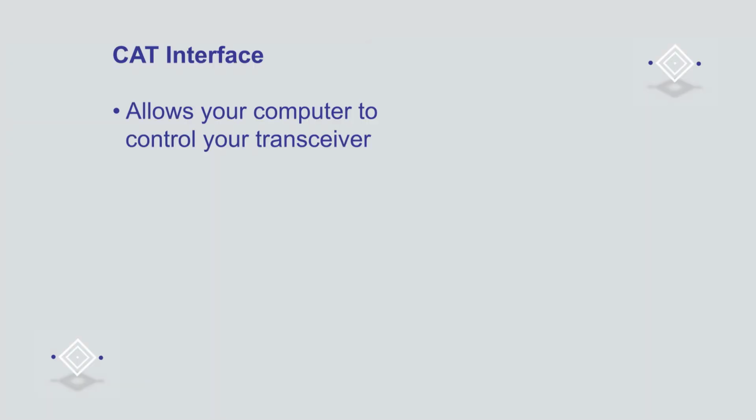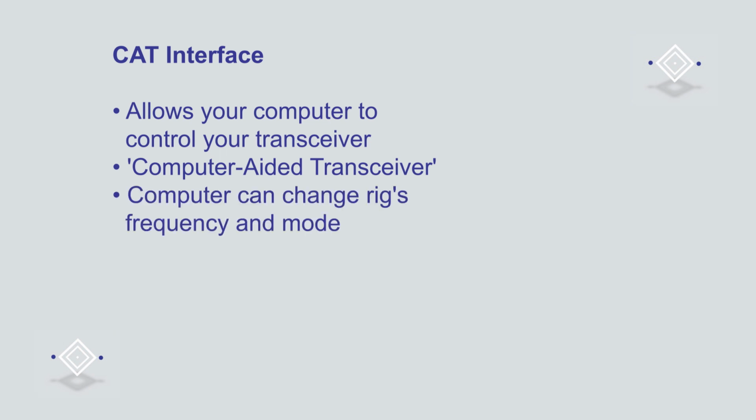For this construction project, we're going to build an interface to allow your computer to control your transceiver. The term used for this is CAT control, CAT standing for Computer Aided Transceiver, which gives you the capability of changing settings on your transceiver, for example the transmission and reception frequency, the mode such as FM and SSB, and can make logging of contacts much easier.